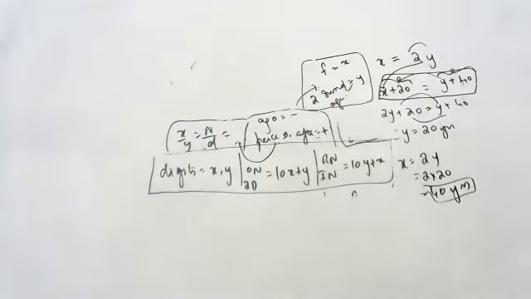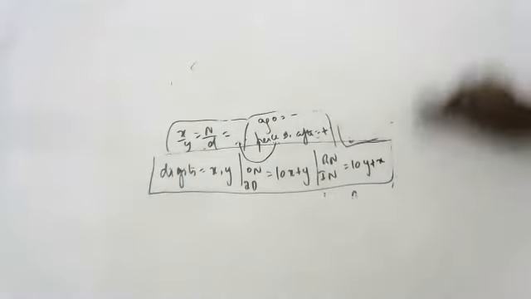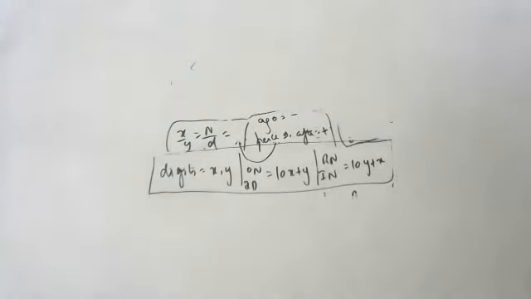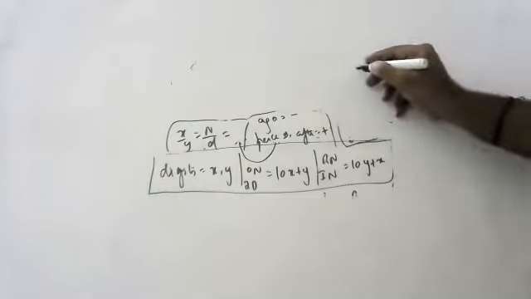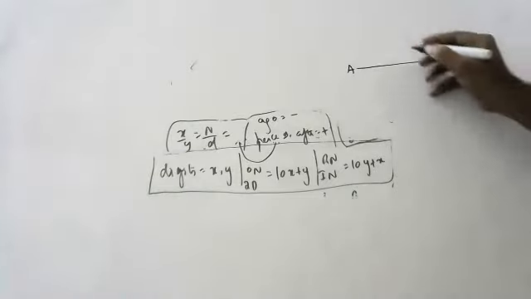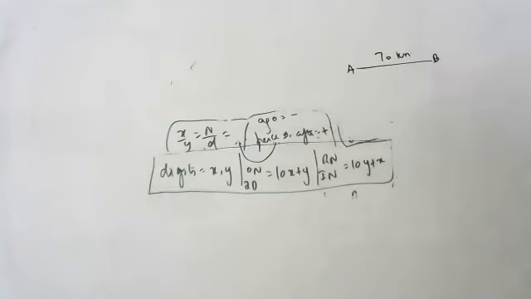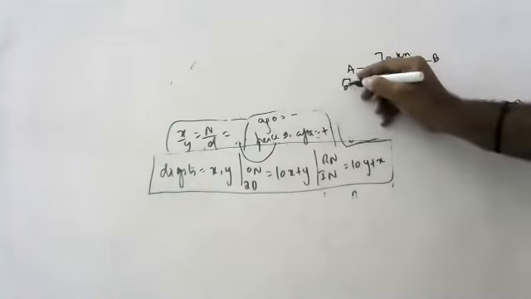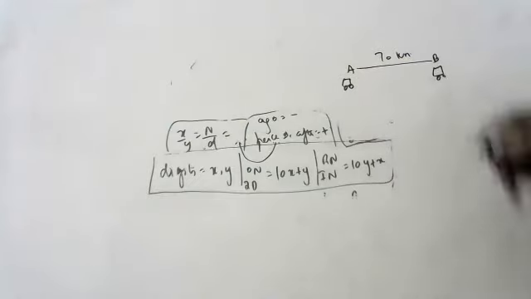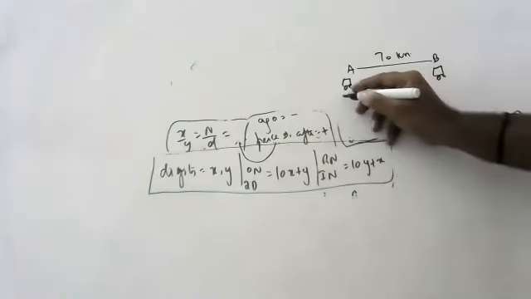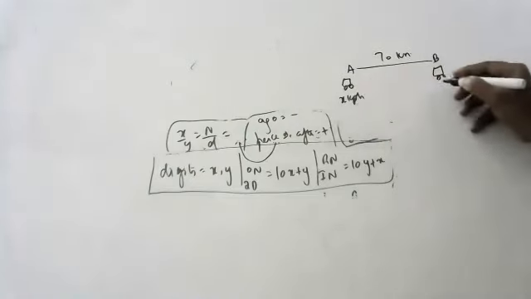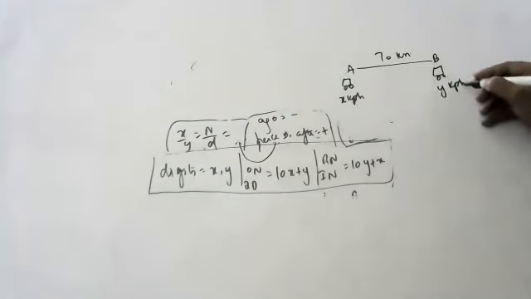Now, children, another important question which is coming regularly in exams. What is this question? The distance between point A and B is 70 kilometers. This question they are asking regularly, children. A car starts from A, and another car starts from B. Let us take this speed is x kmph. Let us take this speed is y kmph.